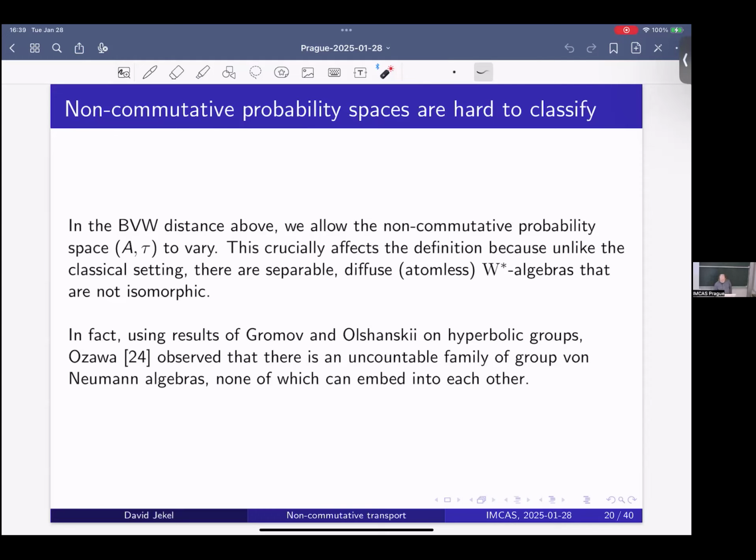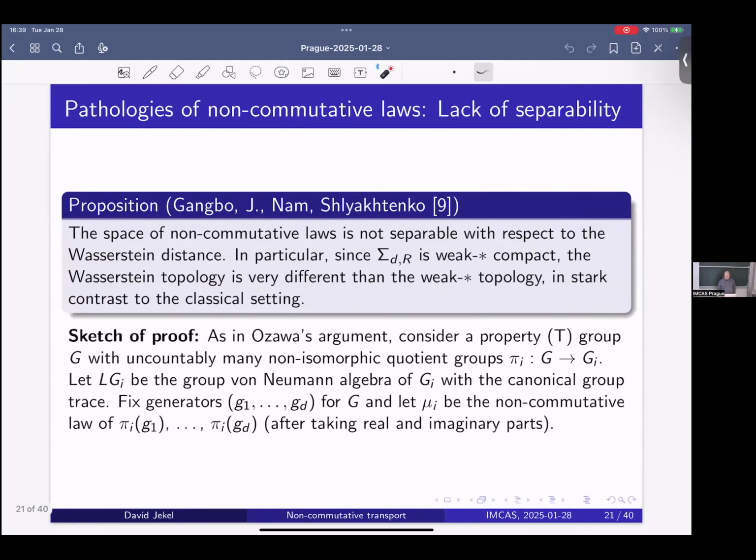And the fact of having uncountably many von Neumann algebras that don't embed into each other affects the Wasserstein distance in other ways as well. Namely, it implies that the space of non-commutative laws with the Wasserstein distance is not separable.